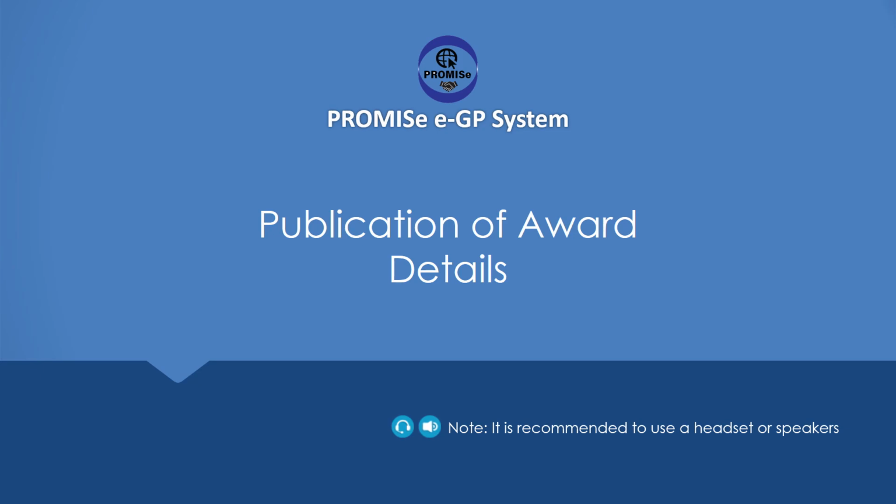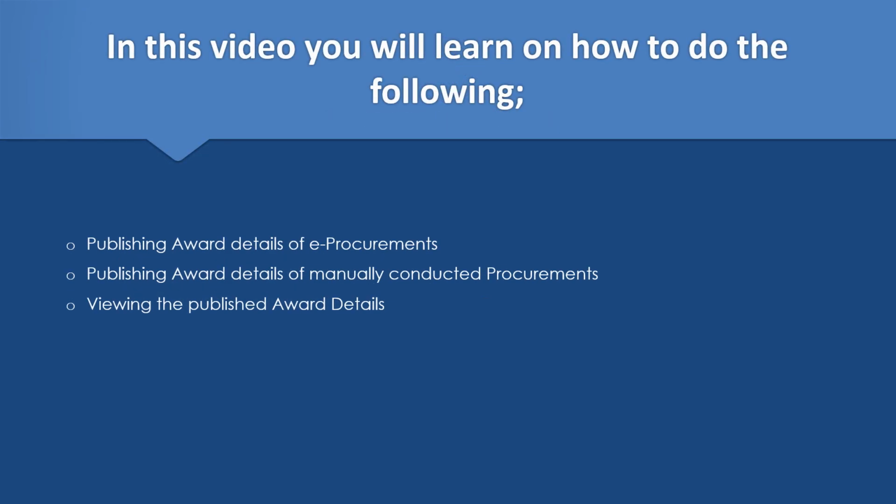This short video will guide procuring entity liaison officers on publishing awards for both e-procurements and manually conducted procurements. In this video, you will learn how to do the following: publishing award details of e-procurements, publishing award details of manually conducted procurements, viewing the published award details.